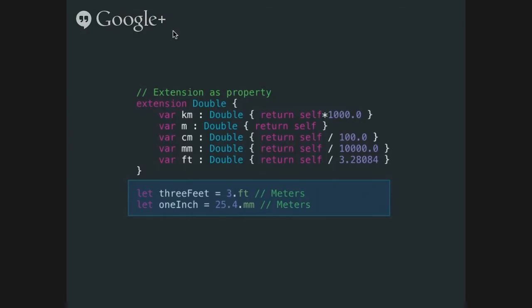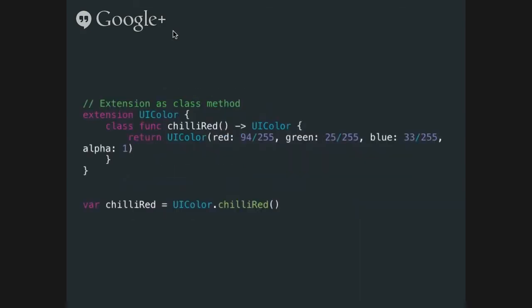Just like this, you can extend it. This is just a way. This is a property, right? You are adding a property to double. If you notice, this is a property. Similarly, you can have functions.